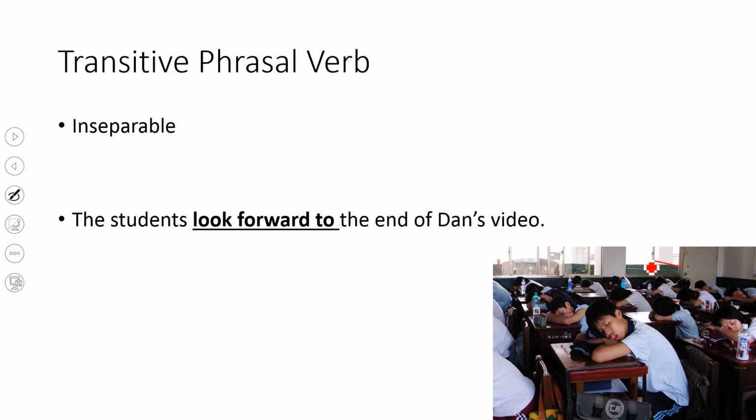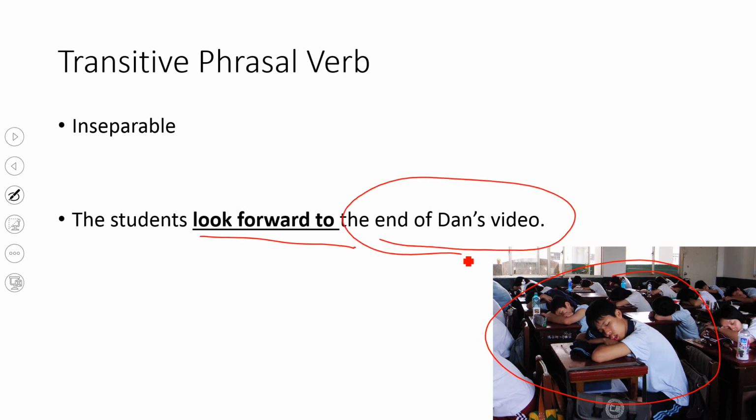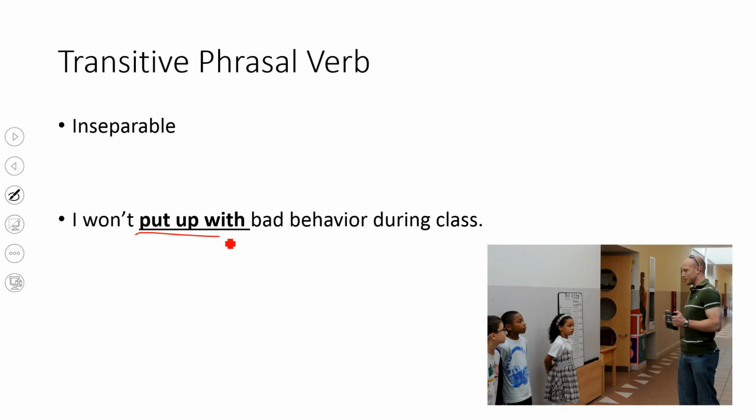You can see the kids in the picture are watching Dan's video, so the students look forward to the end of Dan's video. This is the object, and it's always going to come after the preposition to. I won't put up with bad behavior. Put up with means to tolerate. So the kids are being bad, the teacher takes them into the hall and yells at them. I won't put up with bad behavior.